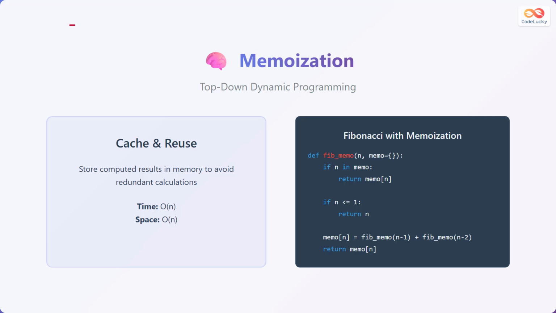Memoization is the top-down approach to dynamic programming. The core idea is to cache and reuse computed results to avoid redundant calculations. When we store results in memory, we transform an exponential time algorithm into a linear one. In our Fibonacci example, we use a memo dictionary to store previously calculated values. Before computing any Fibonacci number, we first check if it exists in our memo. This simple optimization reduces time complexity from O(2^n) to O(n), while using O(n) space.